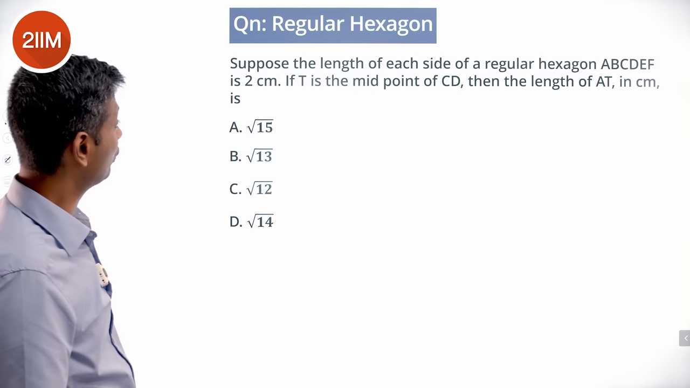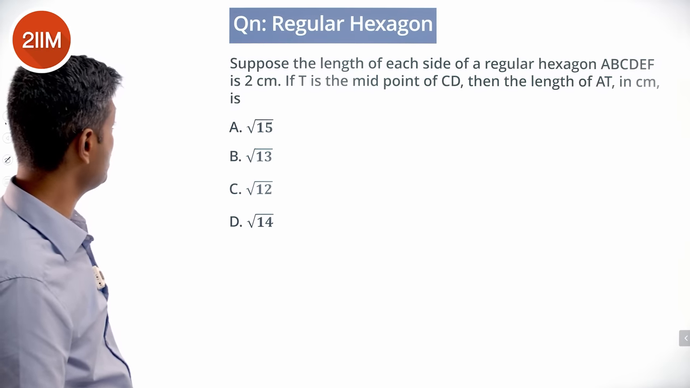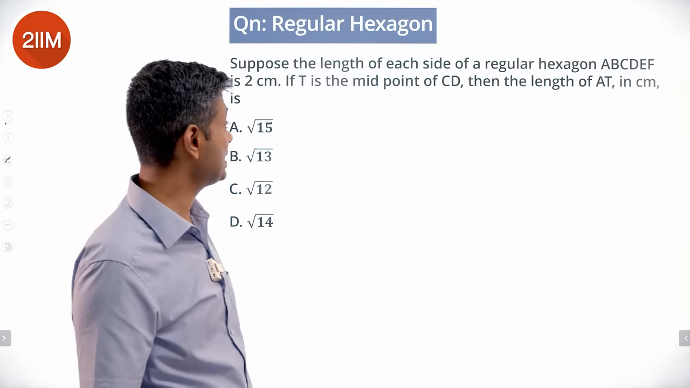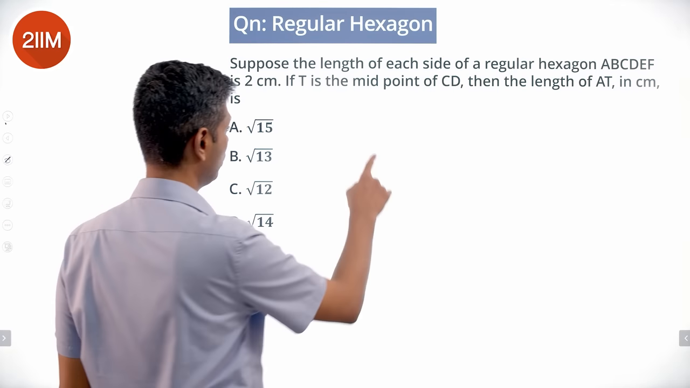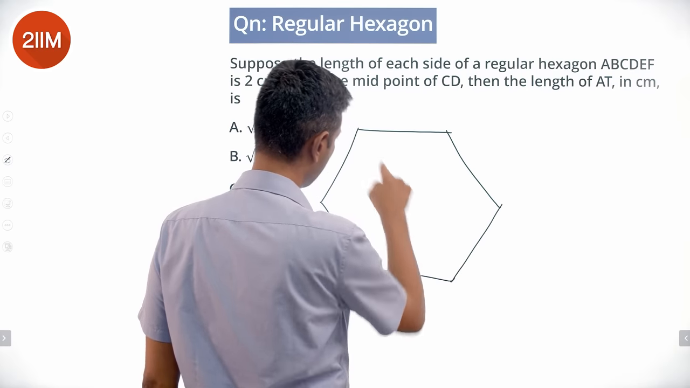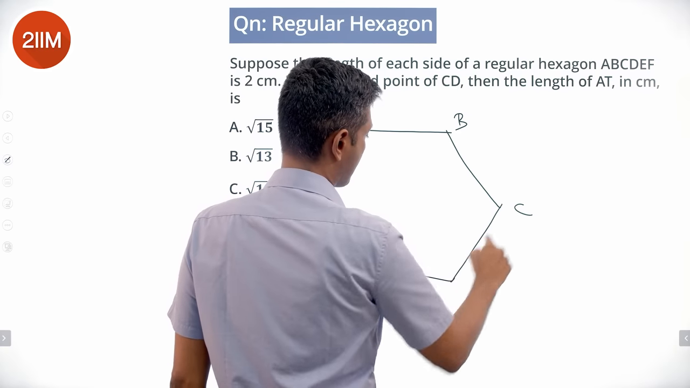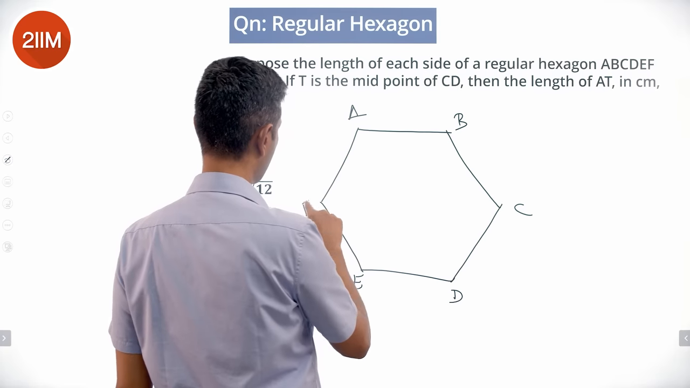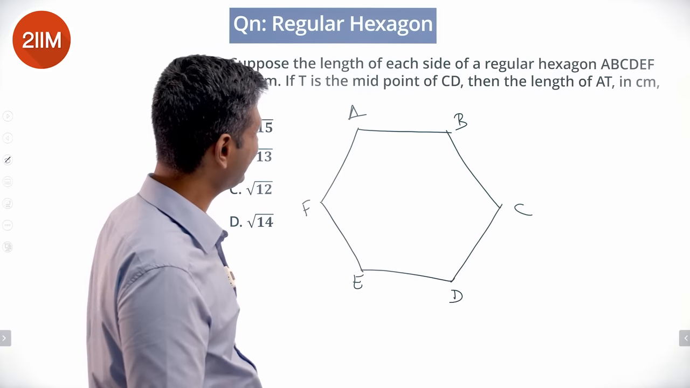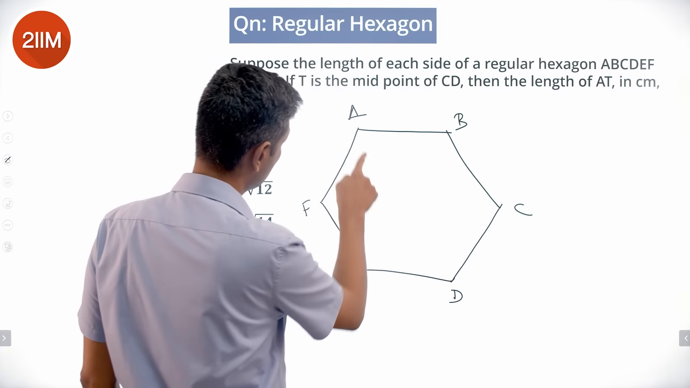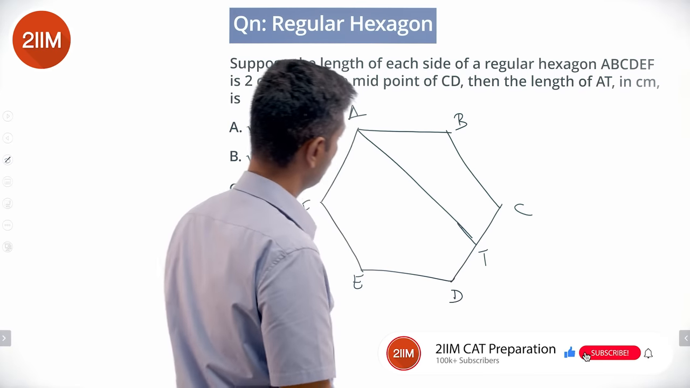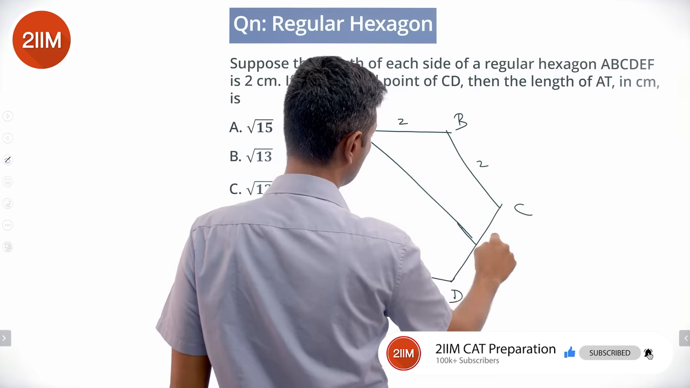Suppose the length of each side of a regular hexagon ABCDEF is 2 cm. T is the midpoint of CD, then the length of AT in centimeters is? Excellent question. Regular hexagon. Each side measures 2. T is the midpoint of CD, the length of AT in centimeters. So let's draw this. So this is 2, this is 2, this is 1.